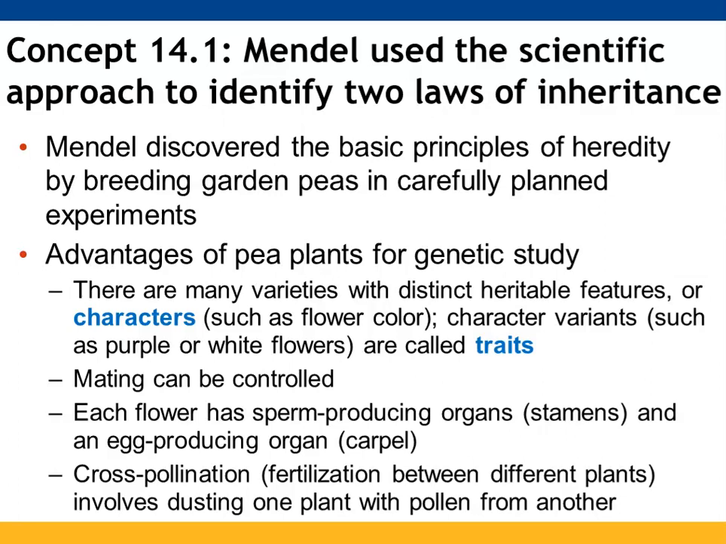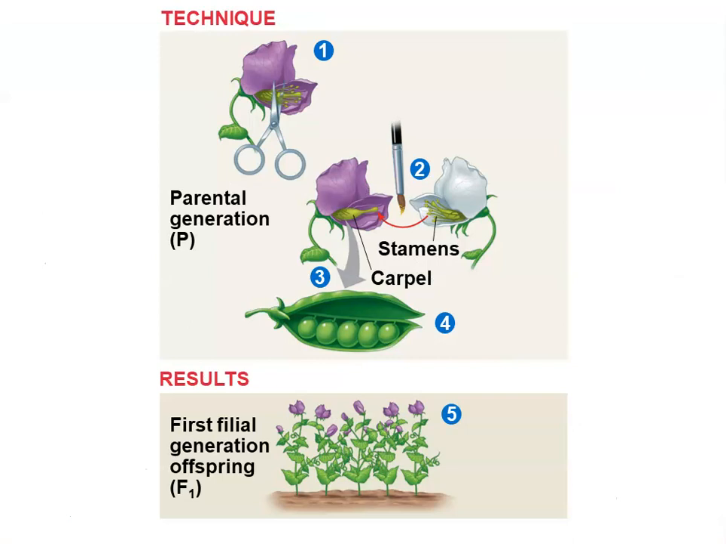You could control mating with peas because each of the flowers had both a stamen, which would be the sperm-producing organs, and an egg-producing organ known as the carpel. So you could remove the stamens from one of your pea plants and use stamens from another pea plant to fertilize those carpels. So cross-pollination is pretty straightforward. And so there's just showing you that happening.